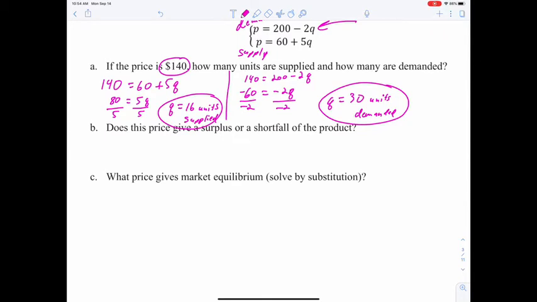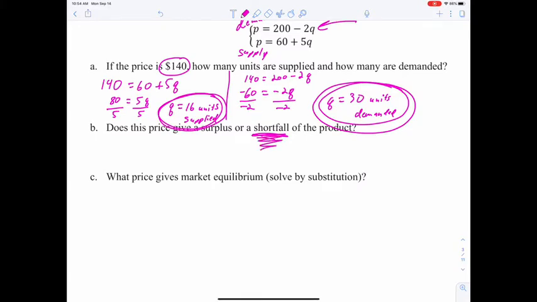So positive 30 units demanded. So that means we have a shortfall, right? Because the customers are demanding 30 units, but the company's only producing 16, right? So when the demand is greater than the supply, we have a shortfall, okay?